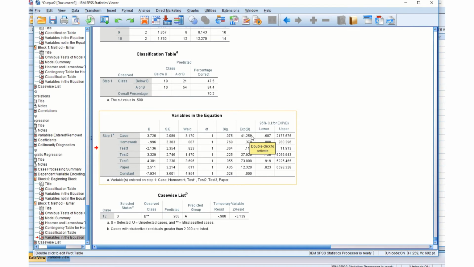So if the students do well in cases, they're 41 times more likely to be in the A-B group. On test 3, which is a very important test, students who do better have 73 times the likelihood of being in the A-B group than somebody who doesn't do well.